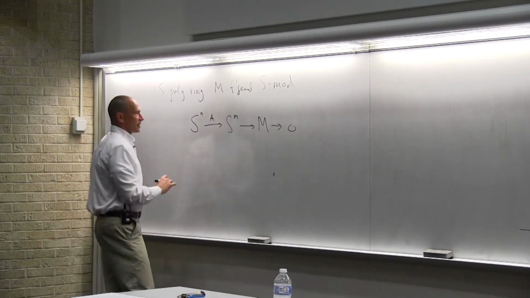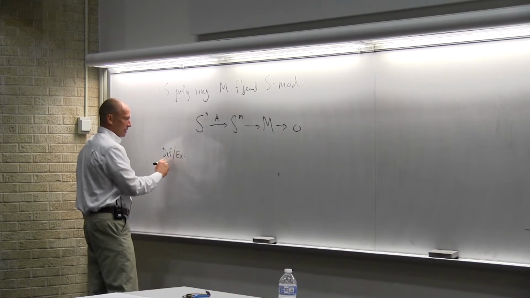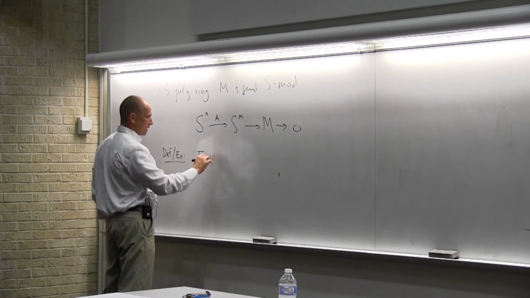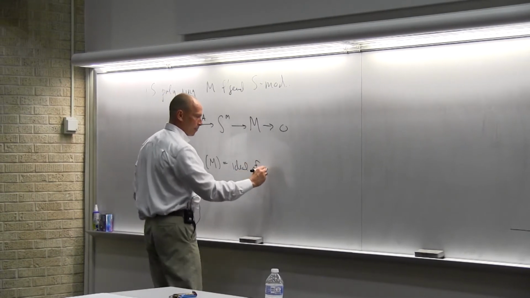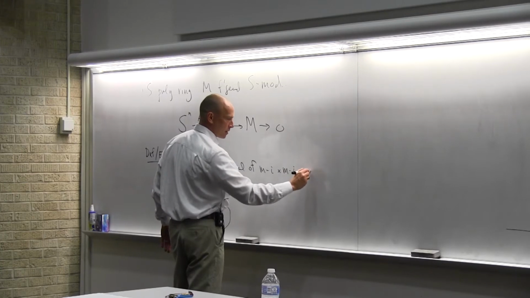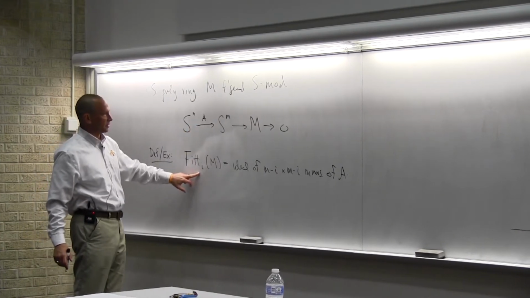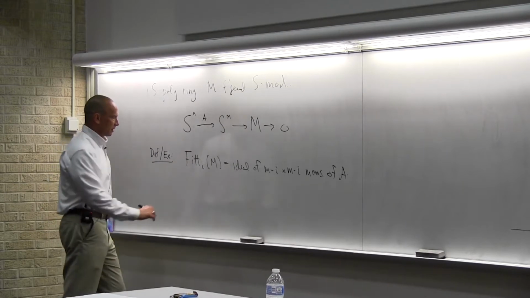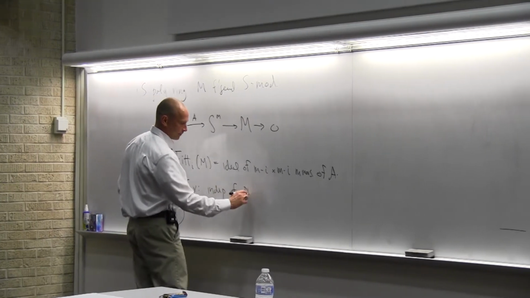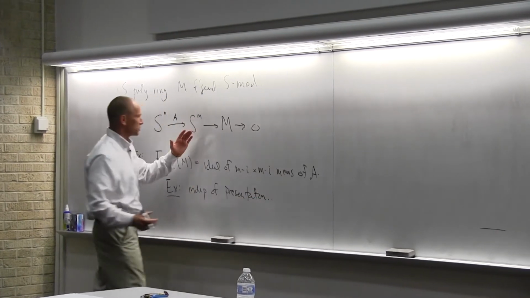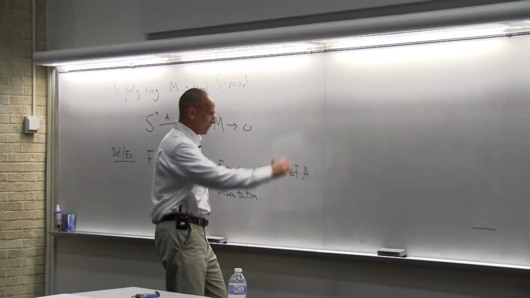So then the definition, maybe definition exercise is better, is that the fitting ideal, Fit_i of M, is by definition the ideal of m minus i by m minus i minors of A, right? In particular, Fit_0, the zeroth fitting ideal, is the ideal of the m by m minors. And the exercise is that this is independent of presentation. I might choose some other set of generators and relations, but when I take these ideals of minors, that's independent of the presentation.